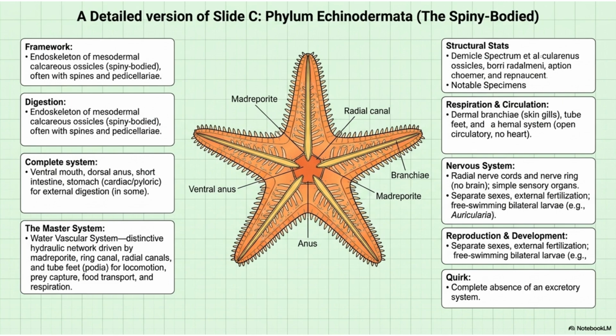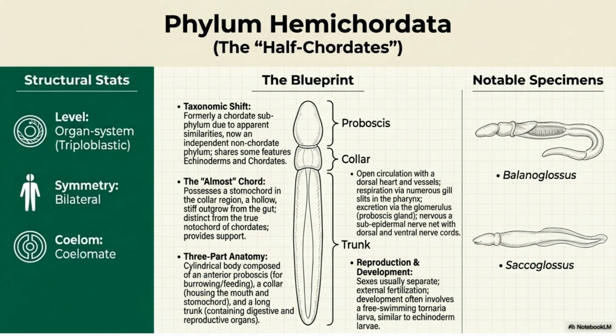Their distinctive feature is the water vascular system for locomotion, capturing food, and respiration. Phylum Hemichordata, previously considered a subphylum of Chordata, are now classified as non-chordates, as they have a structure similar to notochord, i.e. stomochord, of ectodermal origin. They possess organ system level organization, bilateral symmetry, and a coelomate body plan. Their body is divided into proboscis, collar, and trunk, and they have an open circulatory system.